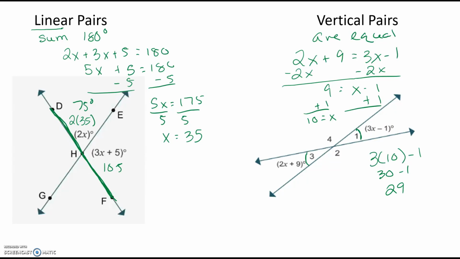and we would be able to find 29. For angle 1, let me double check to make sure I've done the right thing, and let me plug it into angle 3, and again, we get 29. That is enough information for us to also figure out what angles 2 and 4 are.